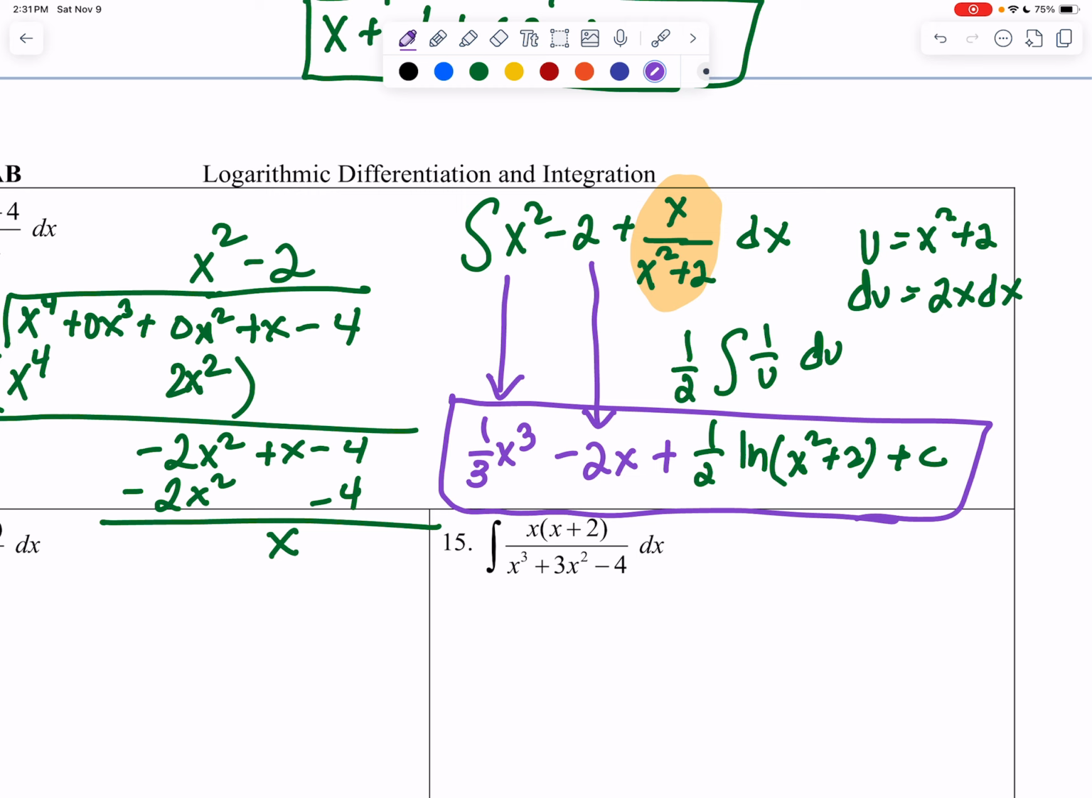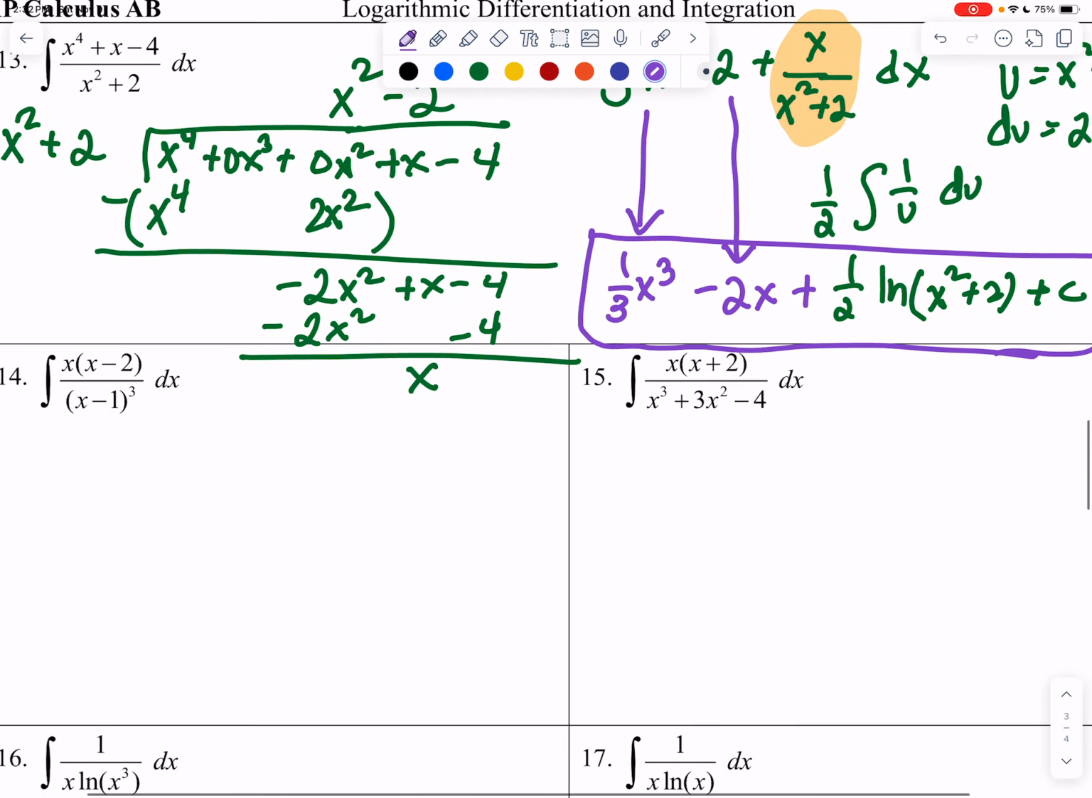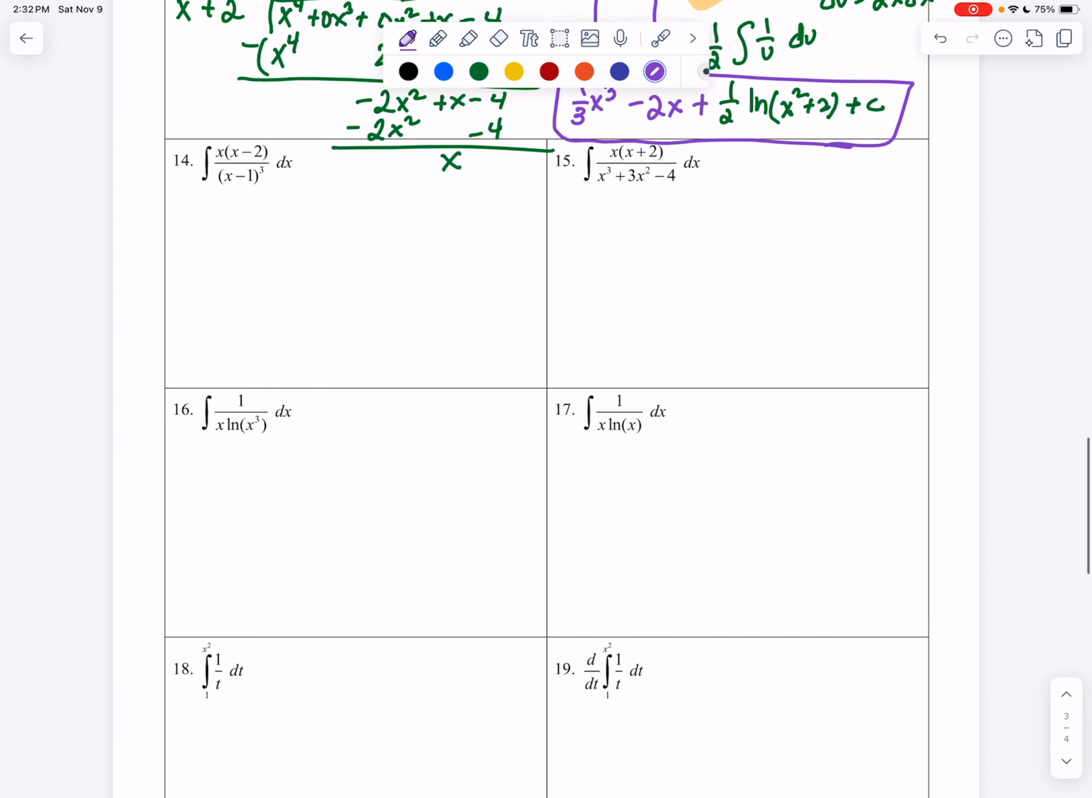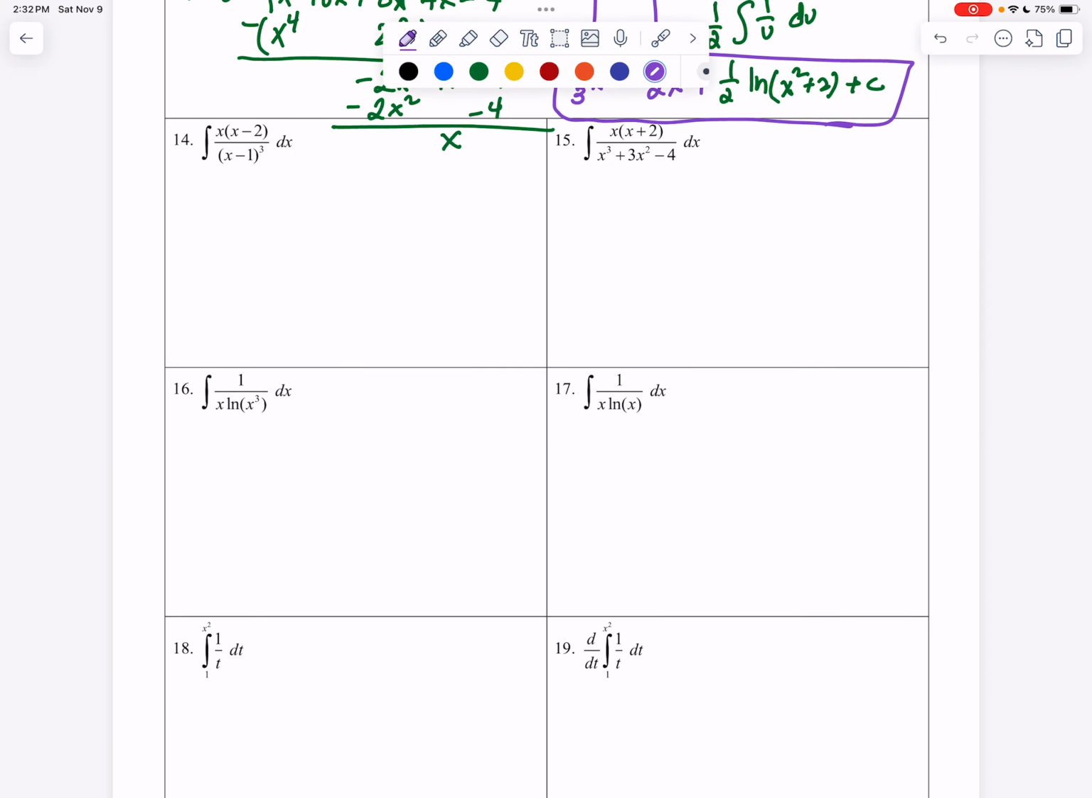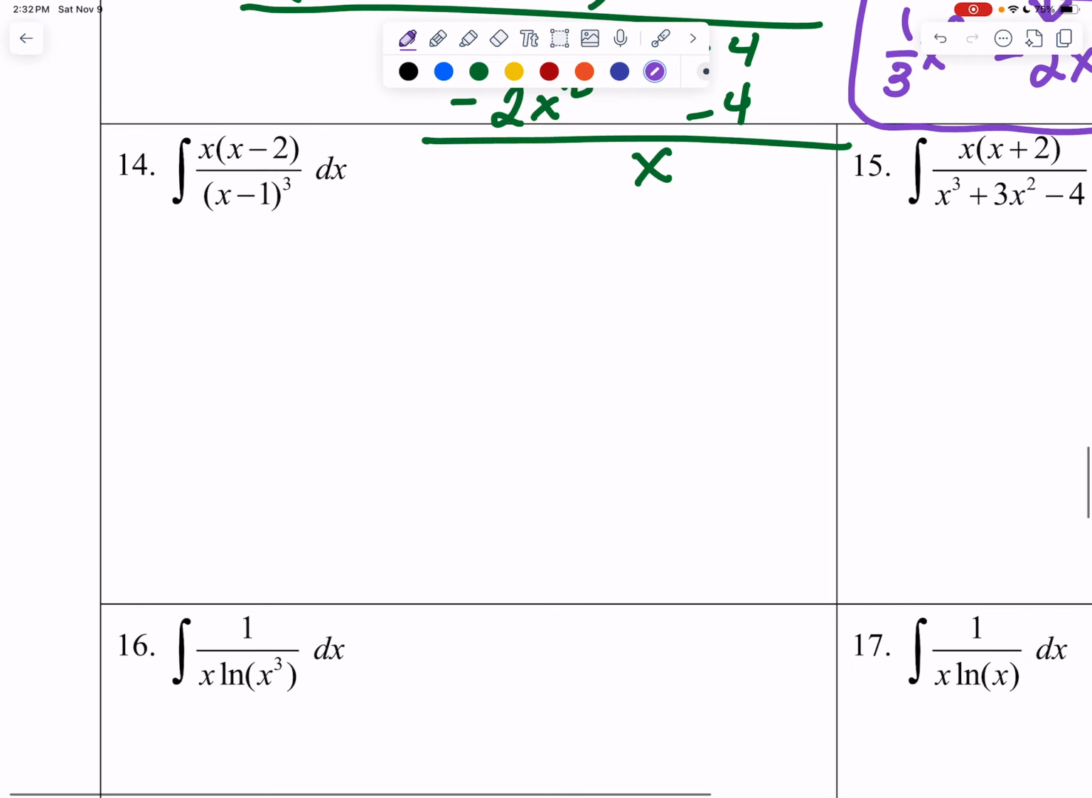All right. So at this point, looking at 14 through 19, it's just a game of, are we going to be using u sub, or do we have to use long division and synthetic division? So let's look at 14 and see what we could do here.